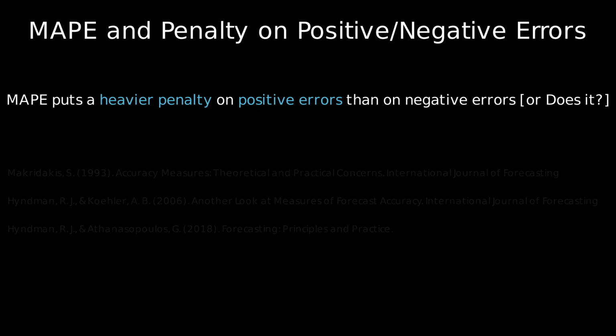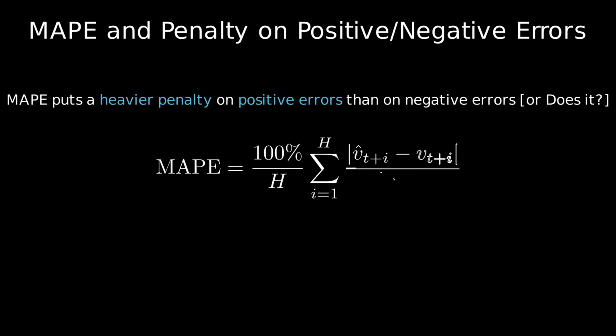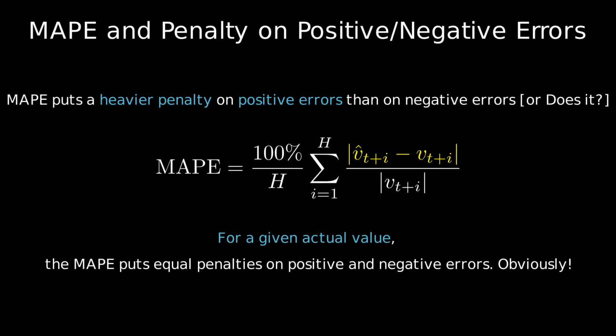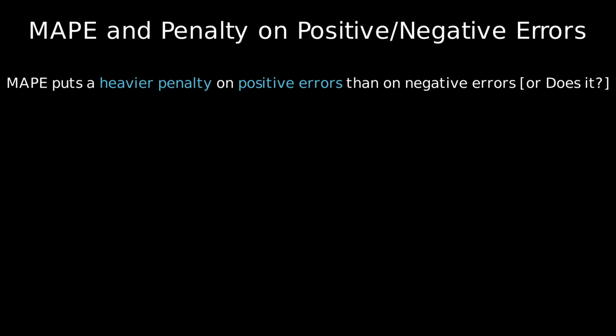One needs to be careful in interpreting this phrase, and here is why. First of all, if you look at the MAPE definition, it's very easy to see that because we are taking the absolute value in the numerator, we can state that for a given actual value, MAPE puts equal penalties on the negative and positive errors. So, what do those papers mean by the phrase?